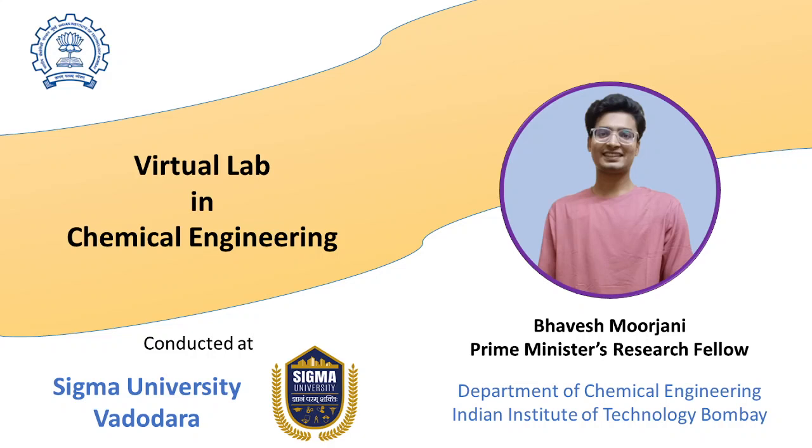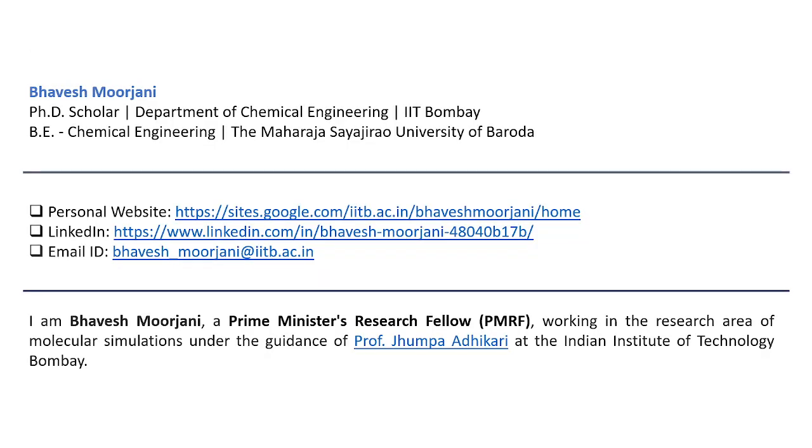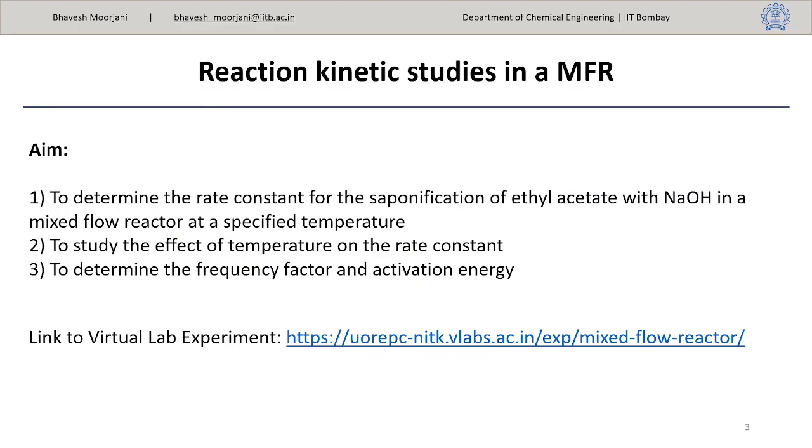What is the idea behind this experiment and why are we performing it? Okay. Aim of this experiment is to determine the rate constant for a saponification reaction of ethyl acetate with NaOH in MFR. We will find the temperature dependence of rate constant as well as do the Arrhenius equation plot and find out the frequency factor and activation energy. The pre-exponent factor, if you are referring to K0 as a frequency factor, can also be referred to as the pre-exponential factor, right? The experiment link is given here.